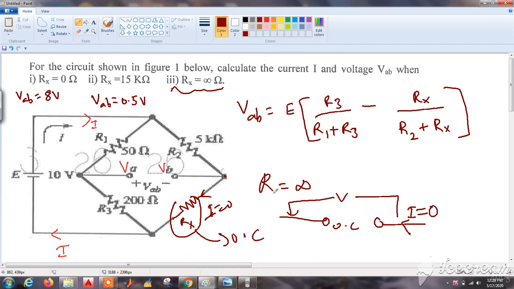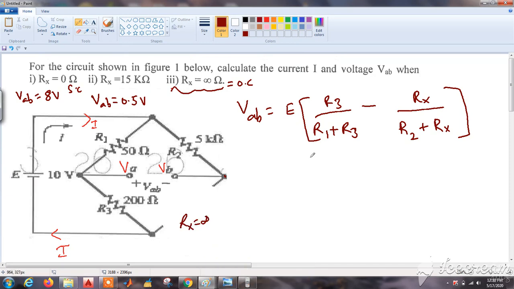So it is exactly the opposite of the case when Rx is equal to 0, which is the case of short circuit, and when you have Rx is equal to infinity, this is the case of open circuit. You can represent it as an open circuit condition. So let us redraw Rx as open circuit like this. Now if we substitute Rx is equal to infinity in this equation, this is also infinity and this is also infinity. So something plus infinity will also be infinity only. So infinity by infinity is equal to 1.